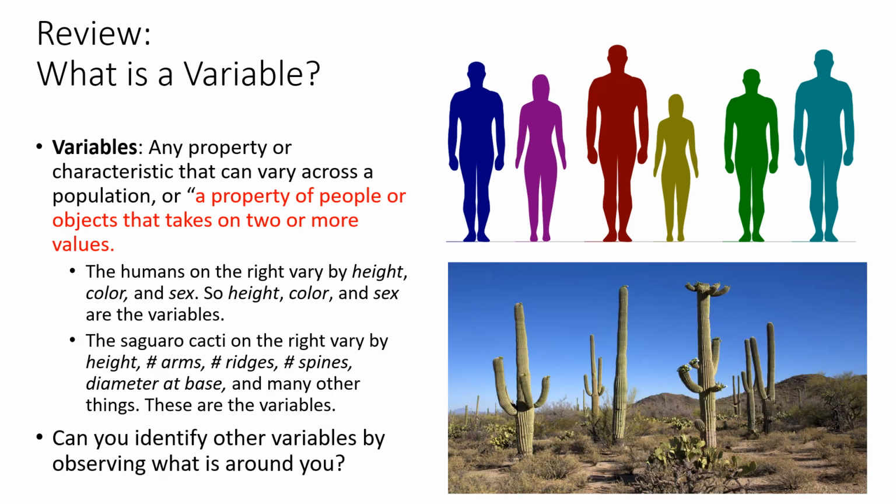The saguaro cacti could also be subjects about which things can vary. So they vary by height, by the number of arms, by the number of ridges, spines, by the diameter at the base, and many other things. And those things are the variables. And so maybe you can look around you in the room that you're in and think about ways that the room that you're in might be different from the room that I'm in or that some of your classmates are in. What are some of the variables or things that might vary or differ among these rooms?